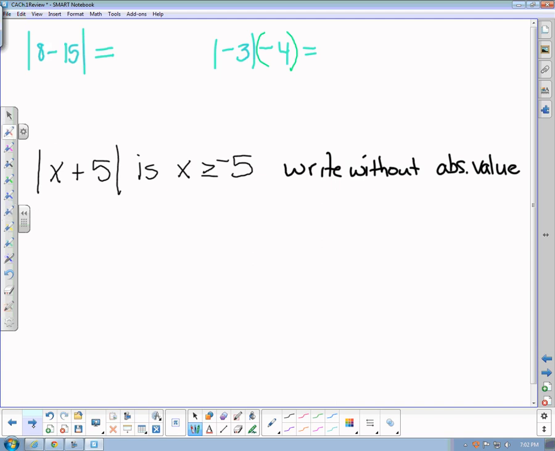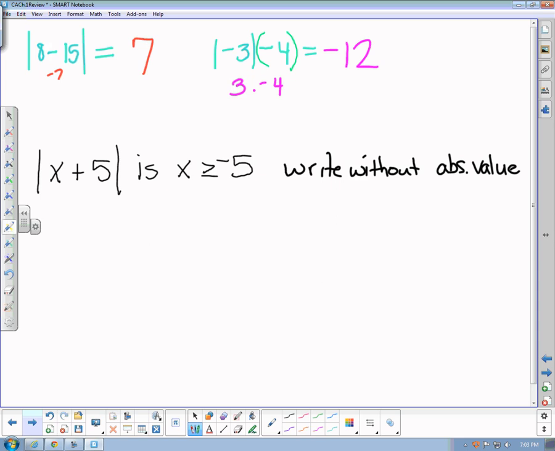Now with this, just simplifying this expression, 8 minus 15, which is a -7, and then the absolute value of a -7 is a +7. With our next example, it's the absolute value of -3 times a -4. Also, the absolute value of a -3 is 3 times a -4 is a -12. Anytime you have the absolute value, just remember it's the distance from 0. And you only take the absolute value of the things that are inside the absolute value symbol.